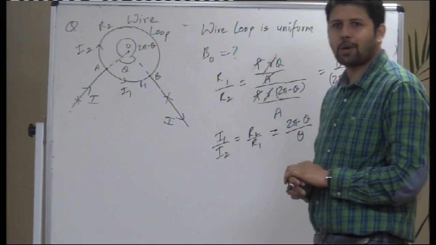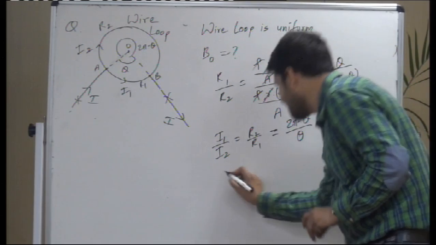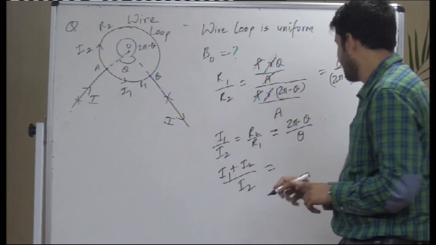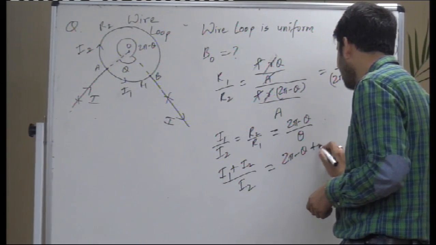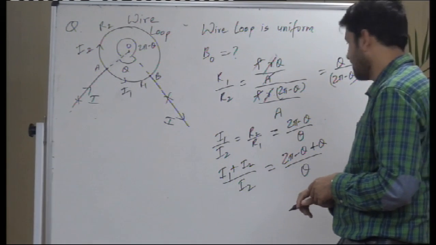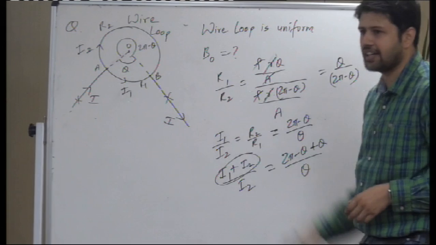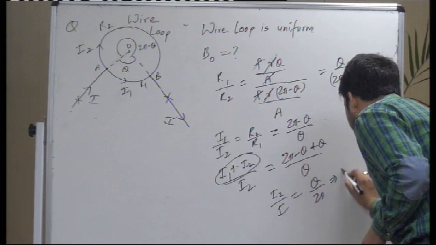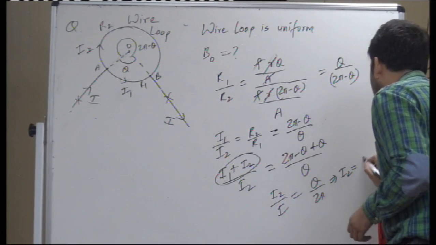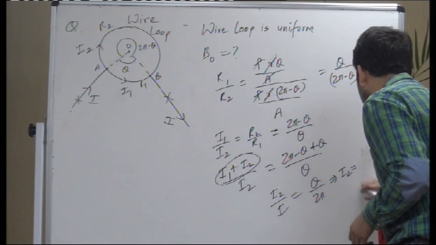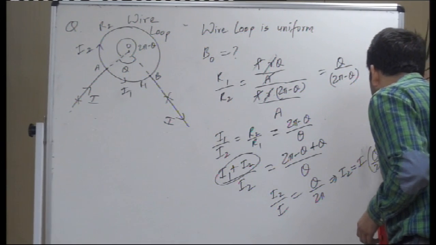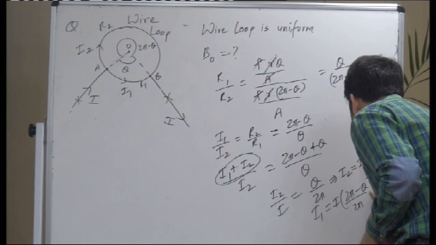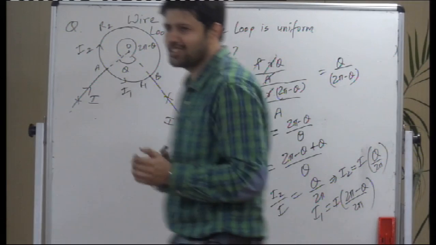Do you remember a property called componendo, in which we used to add the denominator to the numerator? So here it would become this, right? So this thing is the whole current I. So I2 by I is how much? Theta by 2 pi, and I2 is I into theta upon 2 pi. So going by the same logic, I1 would be I into 2 pi minus theta upon 2 pi. Right? Ratios, you studied this in which class?